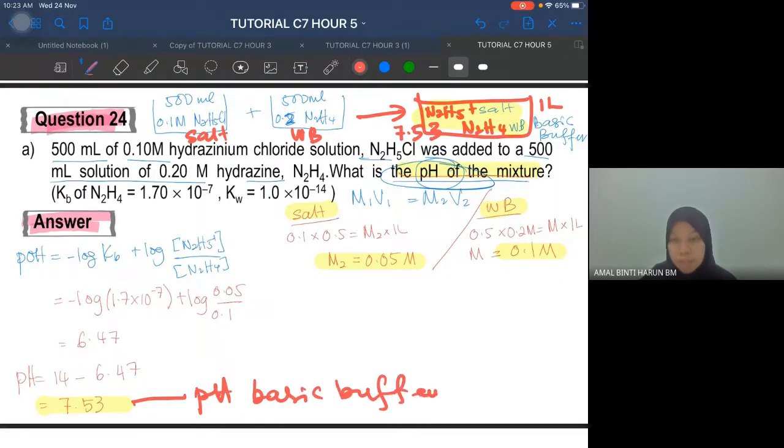Alright, ada soalan nak tanya soalan ni? Yang confused ke mana-mana part? Tak ada?